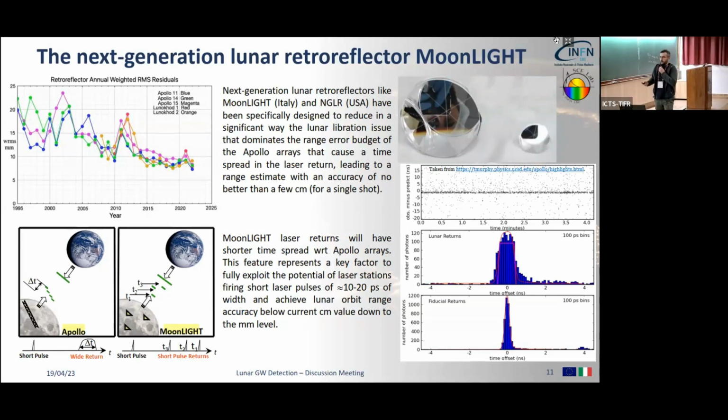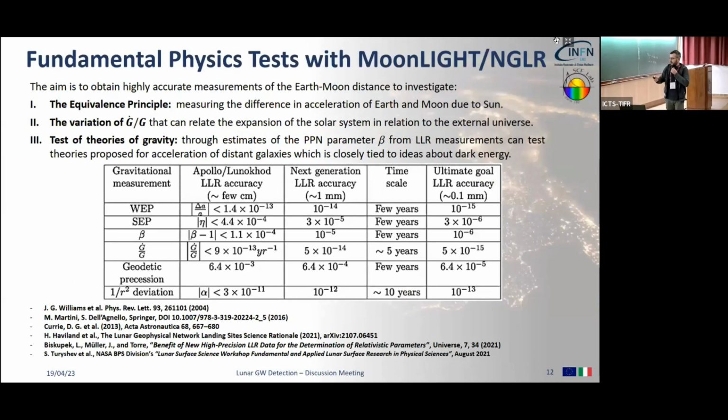So MPAC will provide the opportunity to exploit the full potential of the laser ranging station, because if you fire laser pulses of the order of 10, 20 picoseconds, you can get the range accuracy in a single shot down to below the centimeter level, a few millimeters for a single shot. And with many of them, you can go down to 1 millimeter and below. Essentially, this is summarized in this table here.